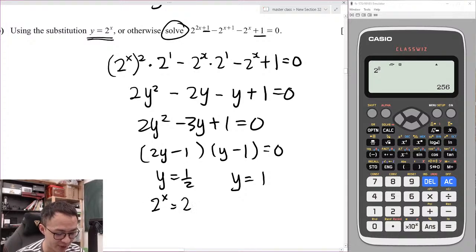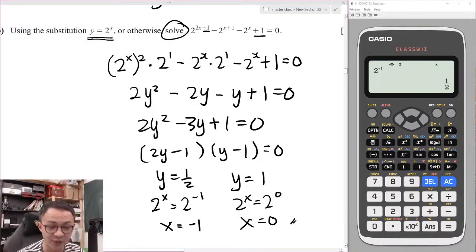1 over 2 means 2 power of negative 1. Because if it's 2 power of negative 1, you're actually getting 1 over 2 here. So x is negative 1. Okay, this 2 power of x equals to 1. 1 is a magical number. I can say it's 2 power of 0. Then x is equal to 0.